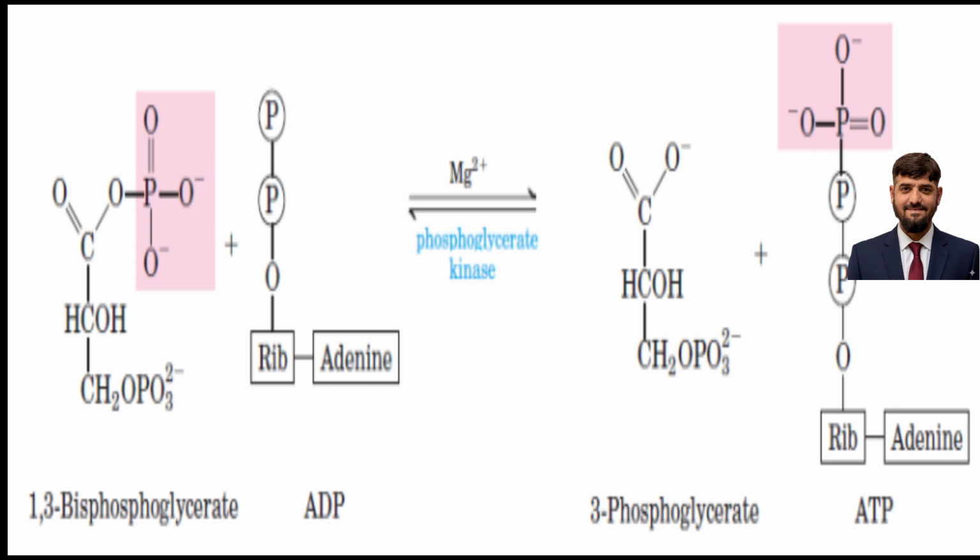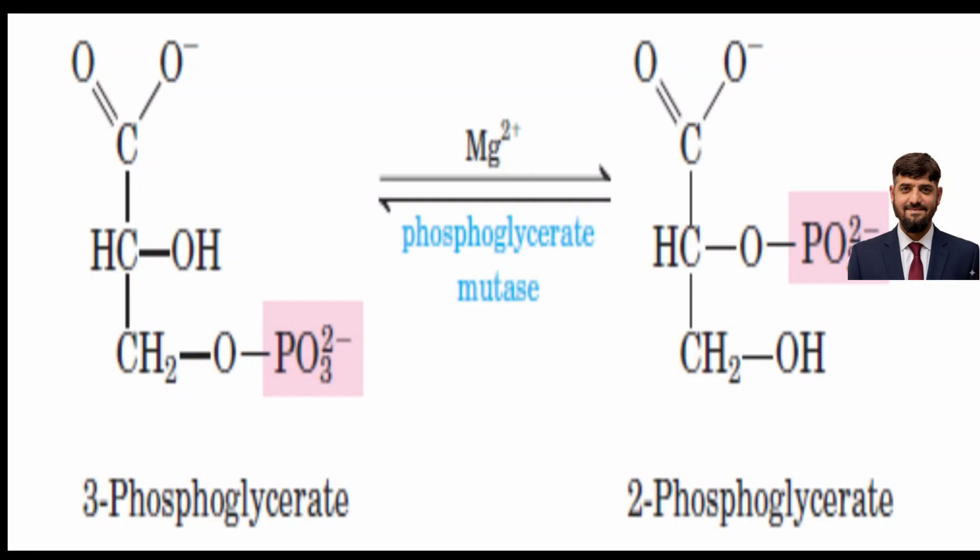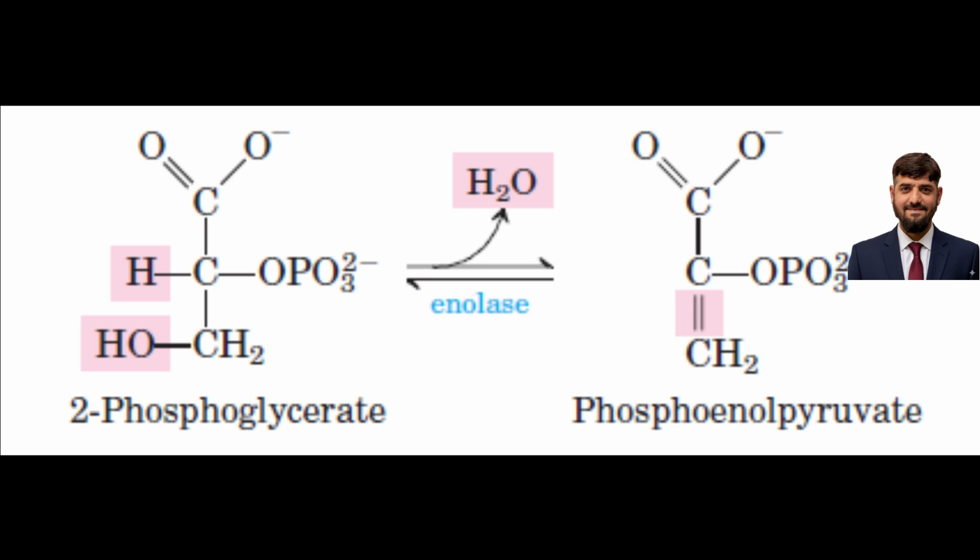1,3-bisphosphoglycerate is further converted into 3-phosphoglycerate by the enzyme phosphoglycerate kinase, which converts one ADP molecule to an ATP molecule. The 3-phosphoglycerate is converted into 2-phosphoglycerate by the enzyme phosphoglycerate mutase. The 2-phosphoglycerate is then converted into phosphoenolpyruvate by the enzyme enolase, releasing one water molecule.